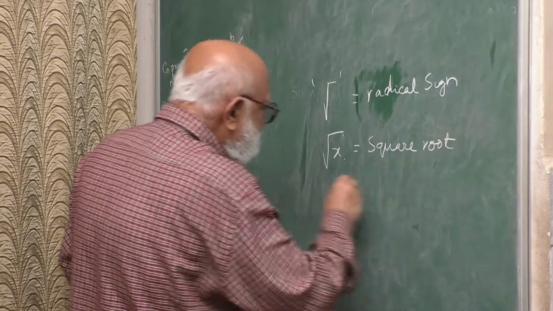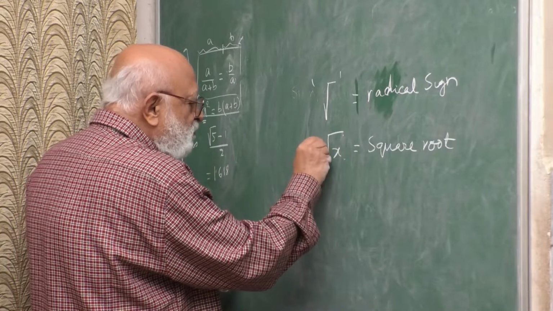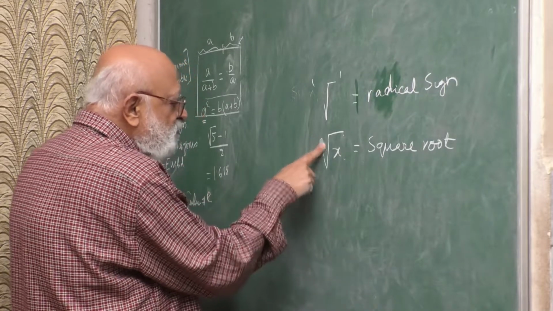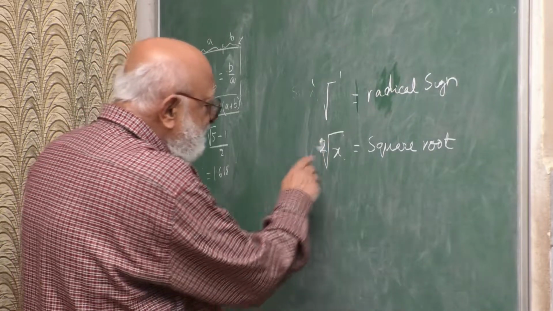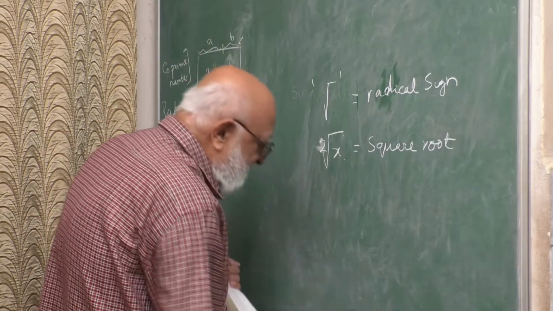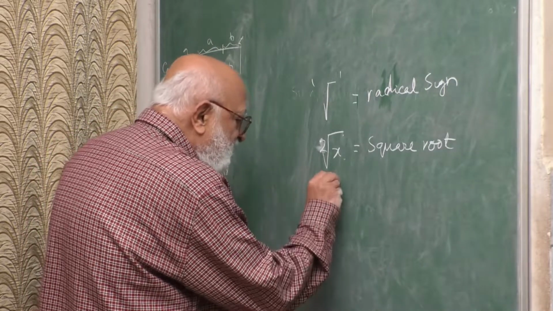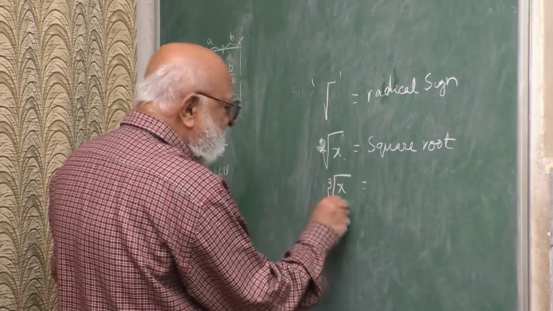Okay, nothing here. There is no 1, there is no 2. So this is blank. This implies that this is a square root. Now what do I do if I write 3 here and this is x, meaning any number?